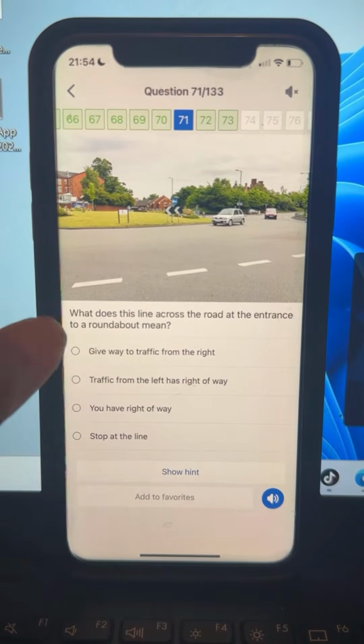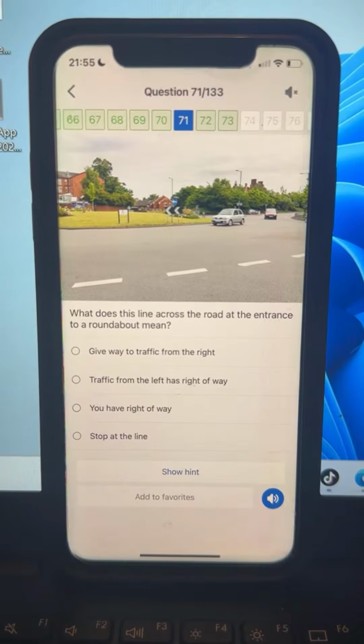Now, here you go. What does this line across the road at the entrance at a roundabout mean? What are they telling you, these lines? You'll find them when you're approaching a roundabout or a mini roundabout. What does the line across the roundabout mean? You're being told to give way to who? To traffic coming from your right only. Okay?